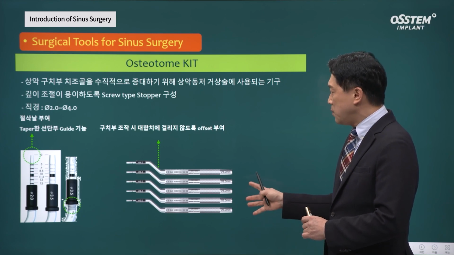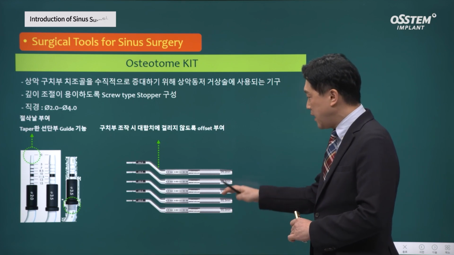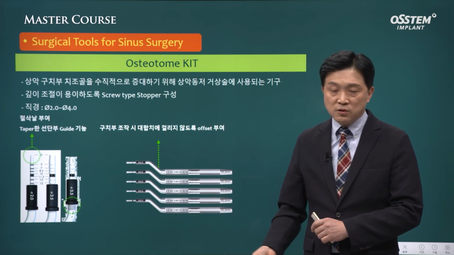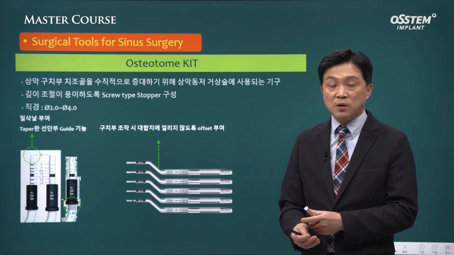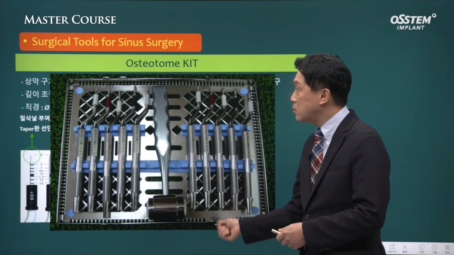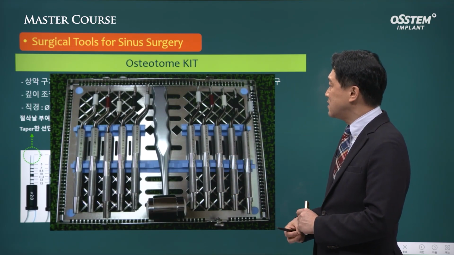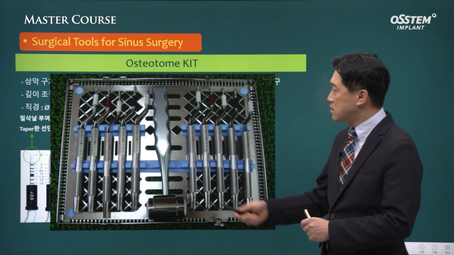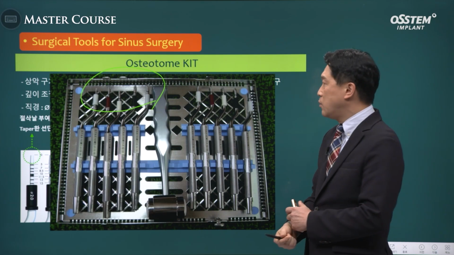The osteotome kit sold from Osstem consists of concave osteotome or Summers osteotome. There are 5 of them. And there are also 5 expansion osteotomes. 10 osteotomes and mallets consist the kit. In the case of sinus surgery, concave osteotomes are mostly used.